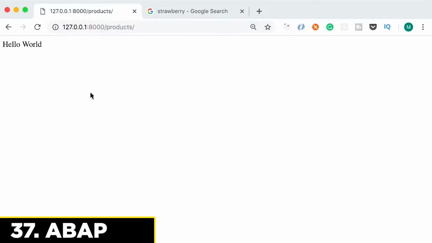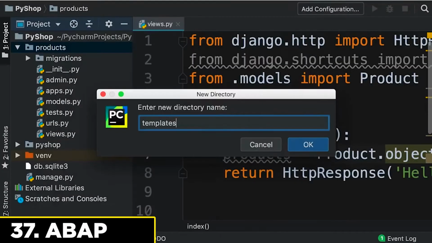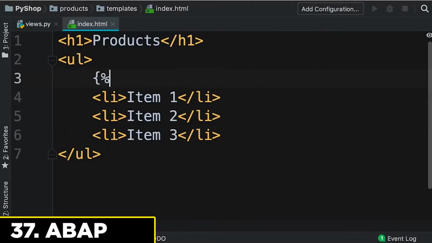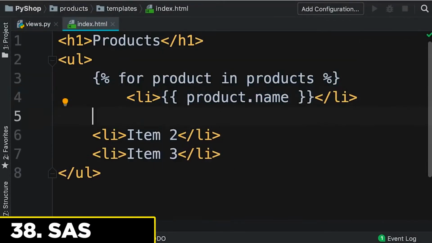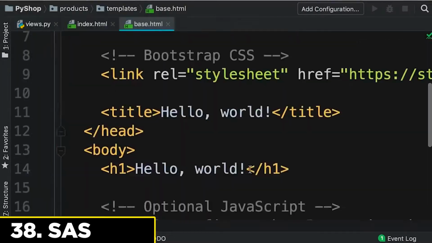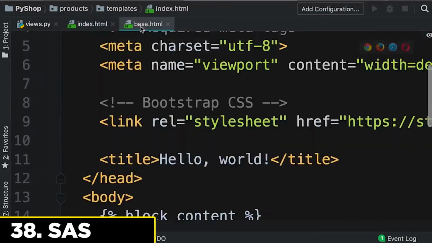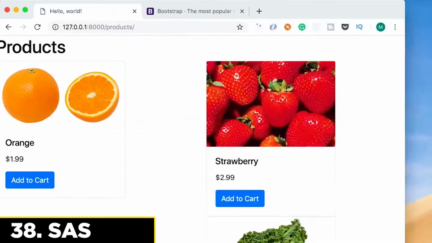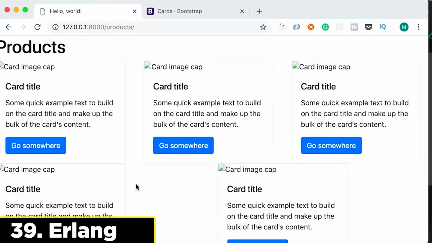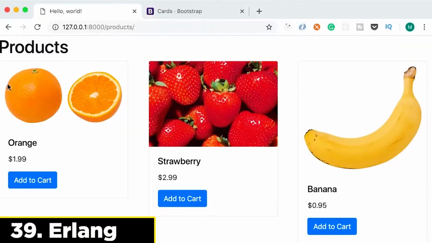ABAP is next. This language is pretty boring, but it's used for creating reports from SAP, a software company that creates applications to manage business operations. Yet again, we have another language that accesses, manages, analyzes, and reports statistical data. This language is called SAS, and I've never heard of it. The final language in the business group is Erlang. This language was created for real-time systems like instant messaging or e-commerce.